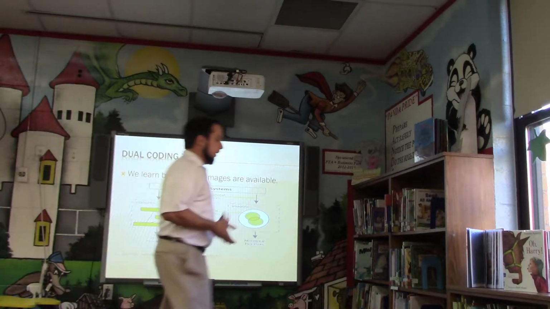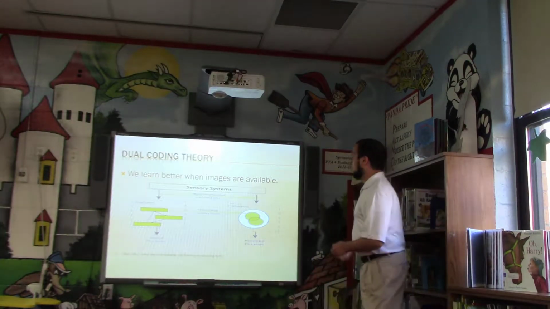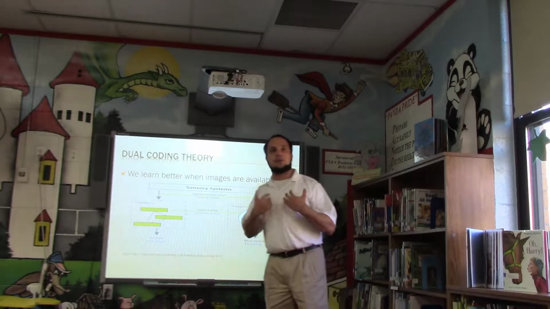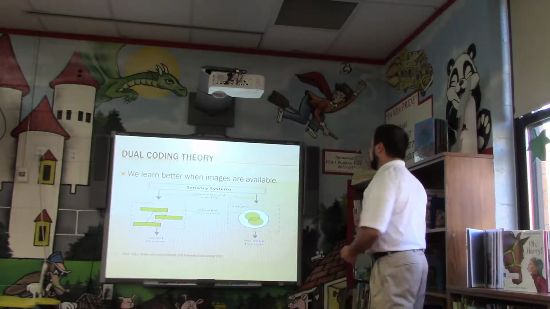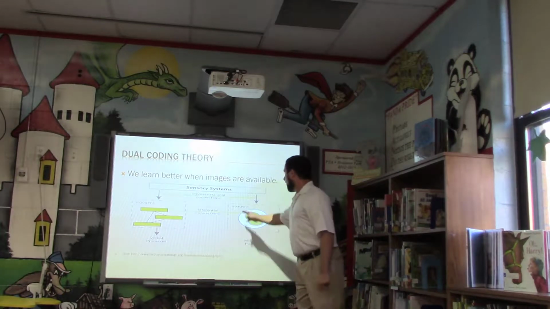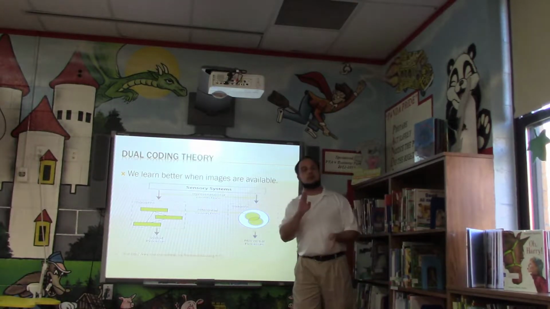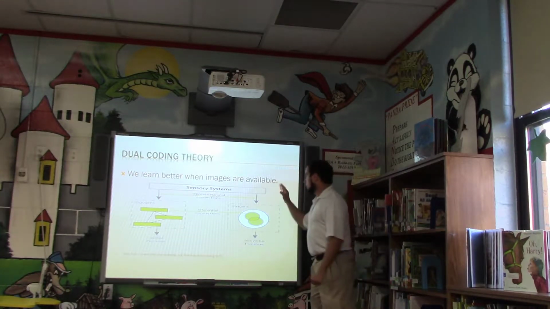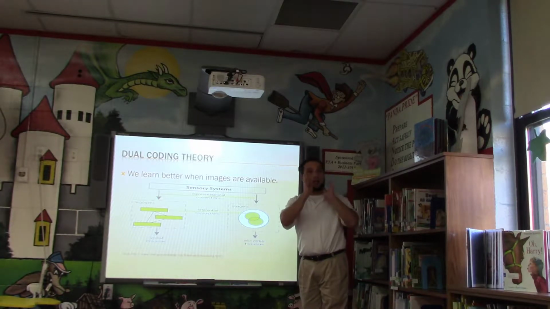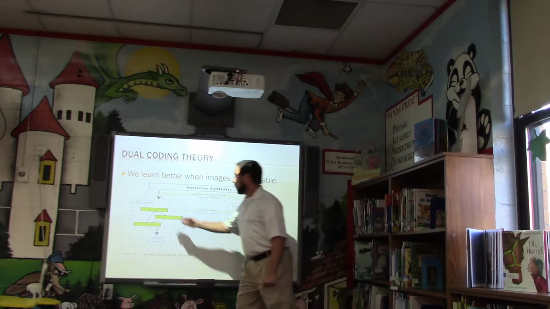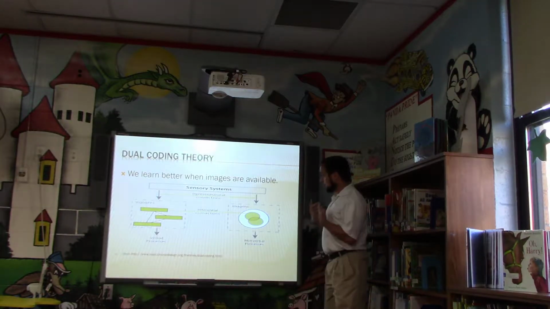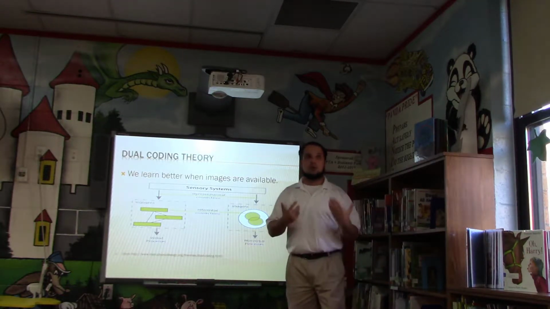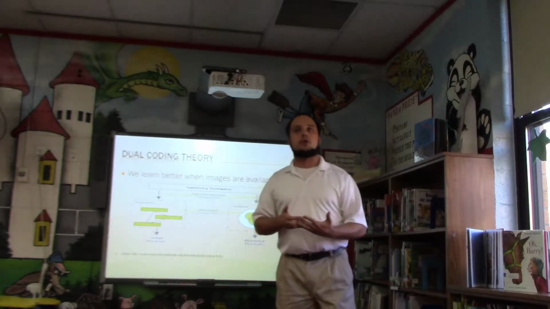Another theory that it does relate to is dual coding theory, which has been talked about a lot during my time at Coastal Carolina. Basically, the idea is that we process information in two ways. We process images, and then we process words. And research has shown that, for the most part, we learn better with images.